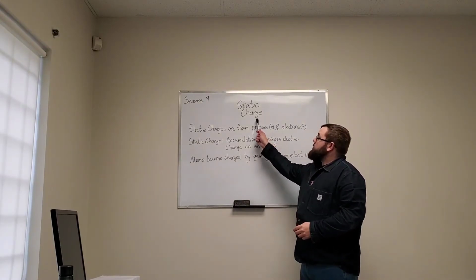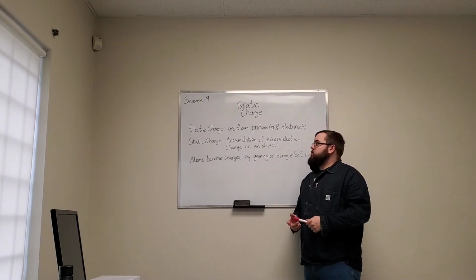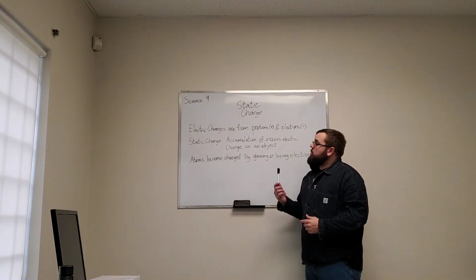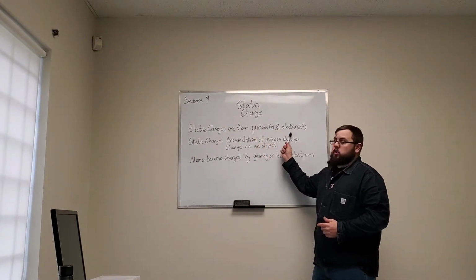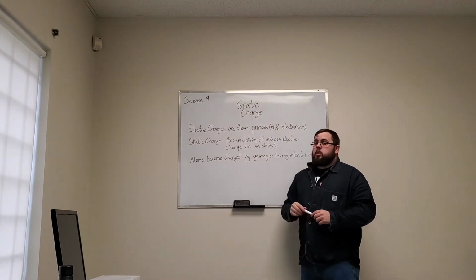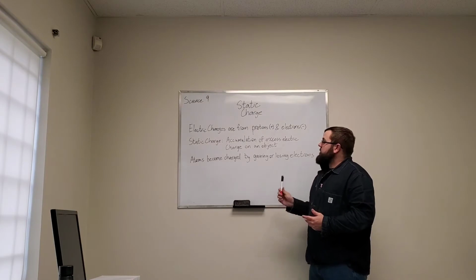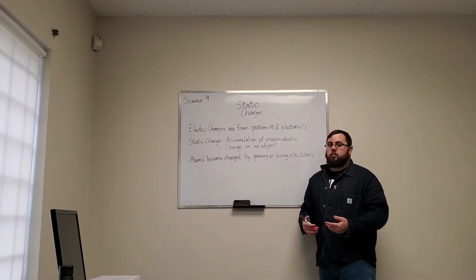We are talking about static charge. So what is static charge and electric charge? Electric charges come from protons and electrons, right? Protons are positive, electrons are negative. The static charge of something is the accumulation of excess electric charge on an object.